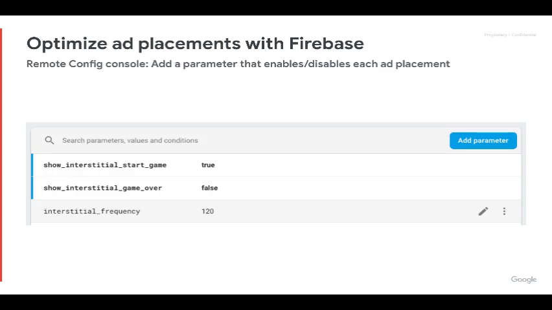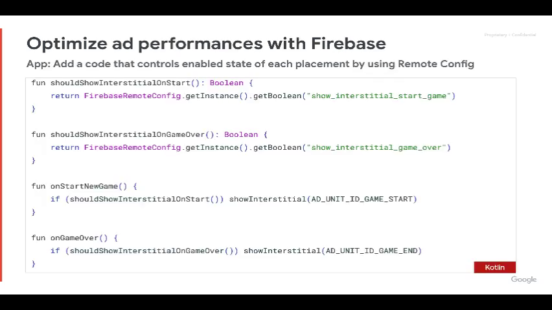Second, you create a binary value for each of the conditions and parameters. In this case, the condition is we are showing an interstitial at the start of the game and we are showing an interstitial at the game over stage. The frequency of the interstitial is set at default for both cases at 120 seconds. So for that, we create a code snippet, and just like the frequency capping experiment, we integrate it inside the app.